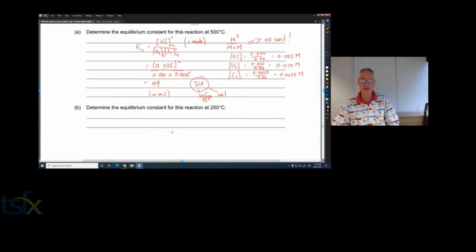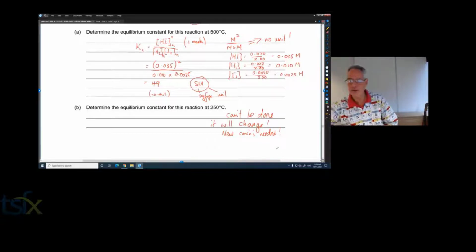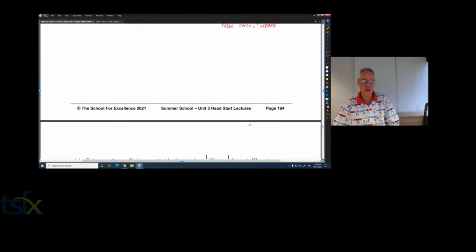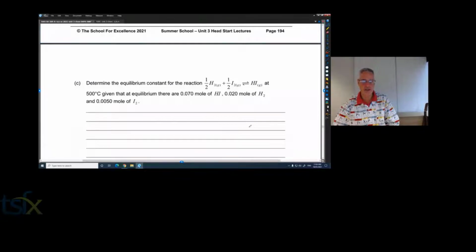Okay, determine the equilibrium constant for this reaction at 250. Trick question, can't be done. It will change, as we will see in Le Chatelier's principle. New concentrations needed. Cannot do that question. Moving on. Trick question. Never seen VCAA ask that.